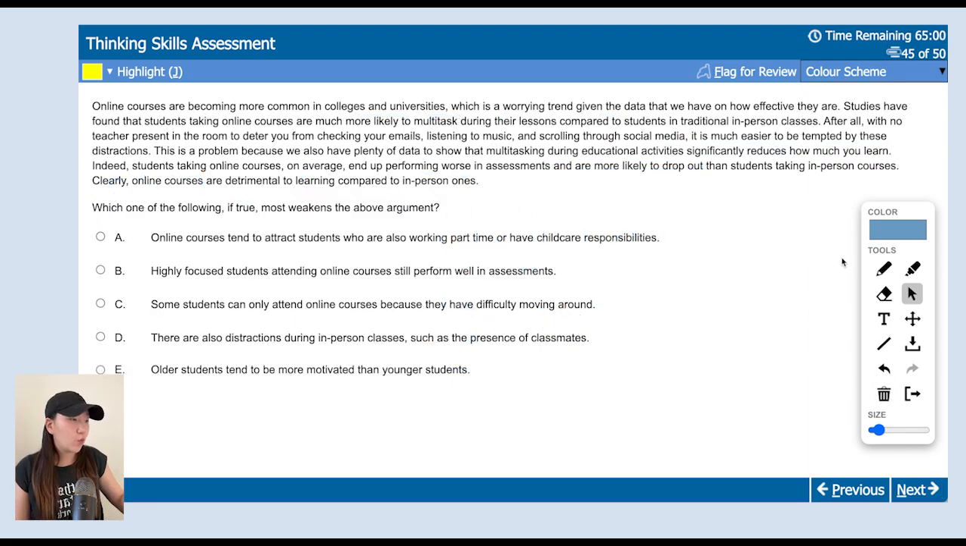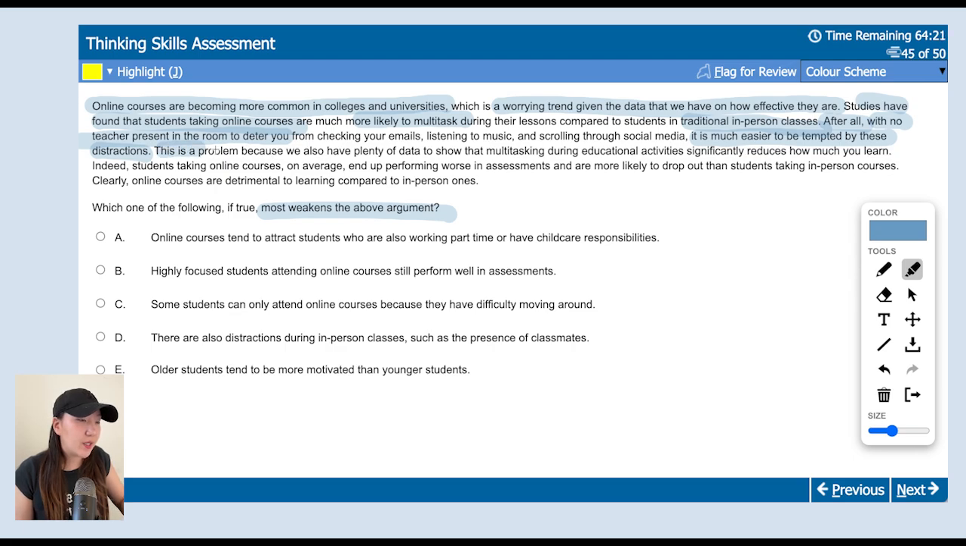Okay, critical thinking. We've got a weakening question here. Online courses are becoming more common in colleges and universities, a worrying trend given the data that we have on how effective they are. Studies have found that students taking online courses are more likely to multitask compared to traditional in-person classes. After all, with no teacher present to deter you, it is much easier to be tempted by these distractions. And maybe I'll just highlight what I read when I'm doing this. So found taking online courses, what should I do?